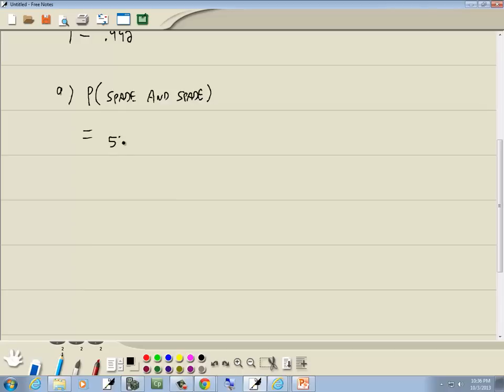Okay, initially there's 52 cards. Of those 52 cards, 13 of them are spades. Now I always mentally envision this. I pulled out, let's say, a 5 of spades. Well, that means there's 51 cards left in the deck, and of those 51, there's 12 spades because I already pulled that one card out.